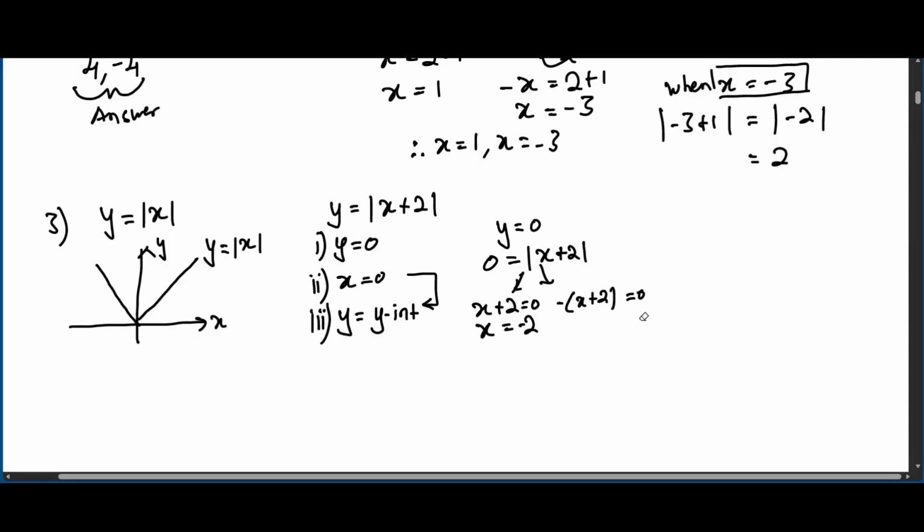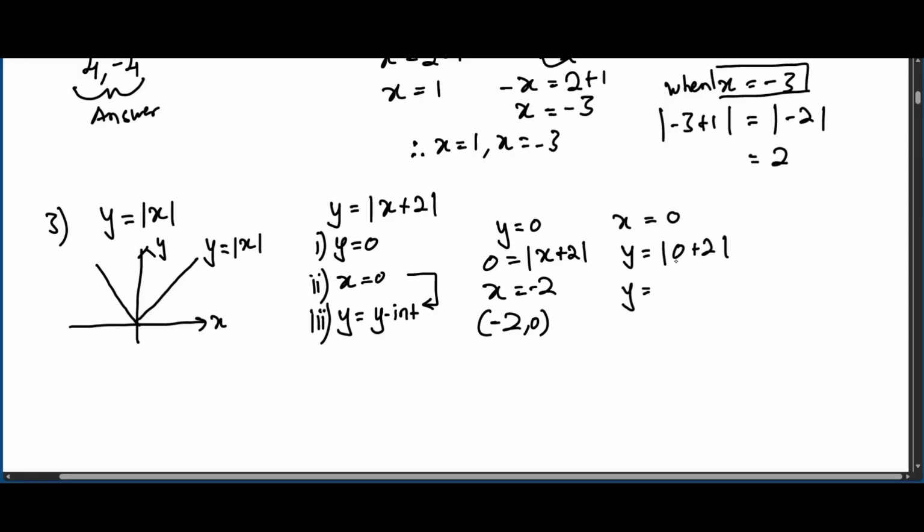So let's erase this. Now we know when y is 0, x will be -2. So this is your first coordinates: -2 and 0. What about when x is 0? The second step. When x is 0, you set x equals 0, and you solve for y, you get absolute value of 2, which is just 2. So you got your second coordinates. This one here is your y-intercept.